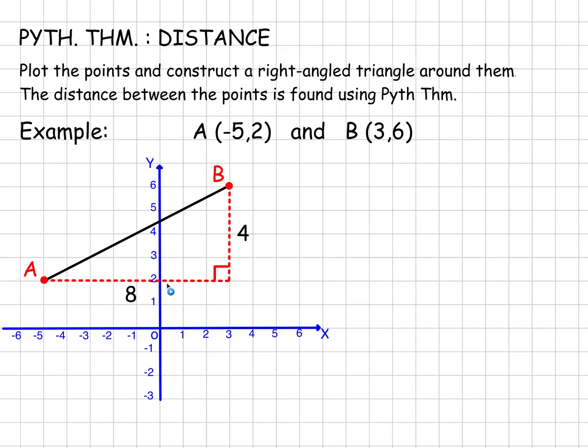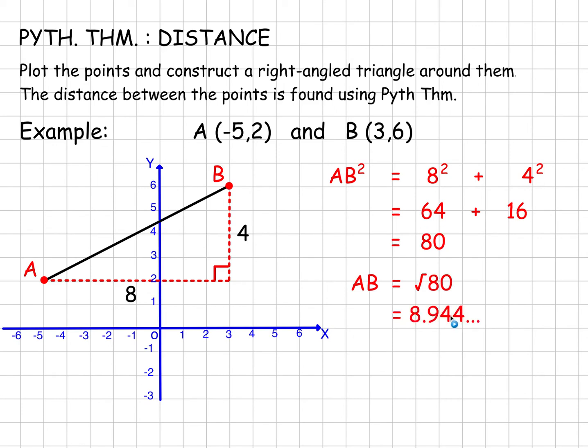And now we've got a right angle triangle. We know two sides, the 8 and the 4. The hypotenuse is AB. So AB squared is equal to 8 squared plus 4 squared. So that's Pythagoras' theorem. 8 8s, 4 4s, follow it through. AB is the square root of 80. There's the answer off the calculator. That's AB is approximately 8.9 units. That's an application of Pythagoras' theorem to coordinates, working out the distance between 2 points.